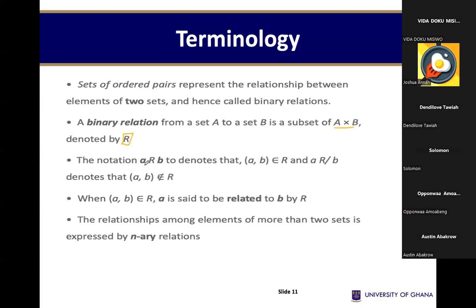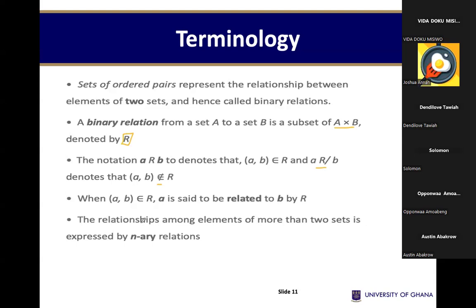So the notation a R b is basically the same as saying that a and b are related. If you have this other notation, it means that a and b are not related. There's no association or correlation between a and b. When a and b are related, a is said to be related to b. That's it.